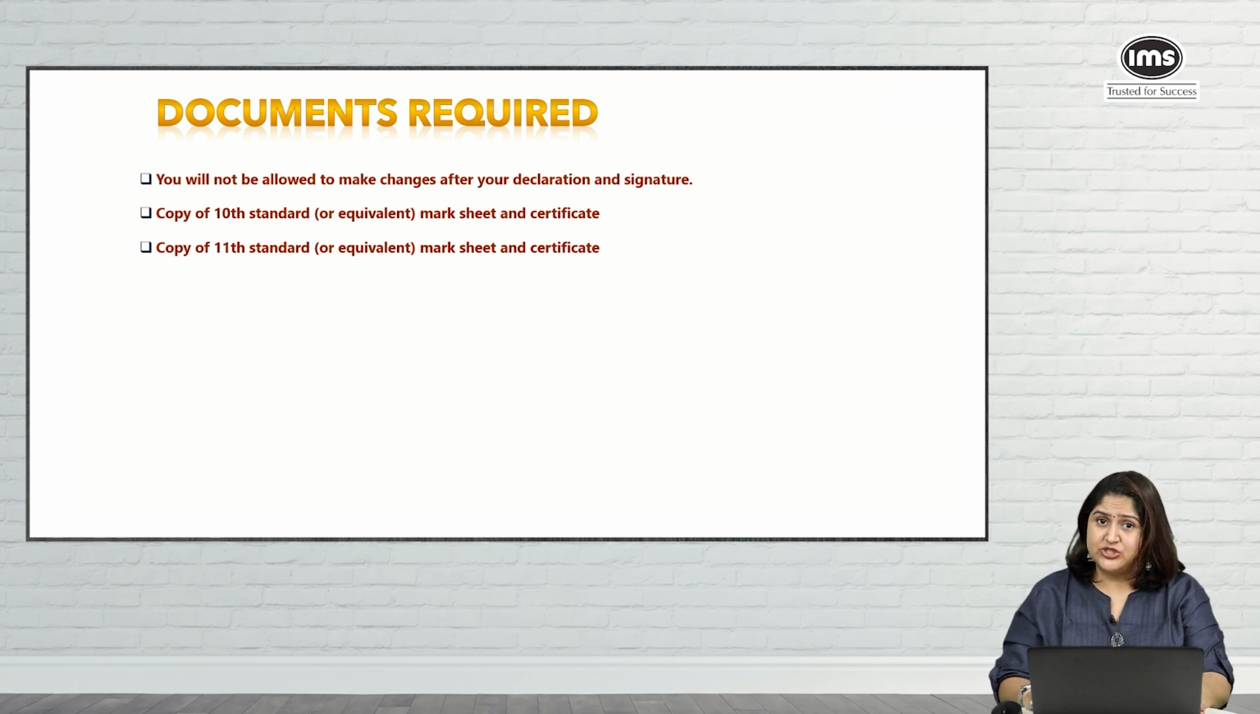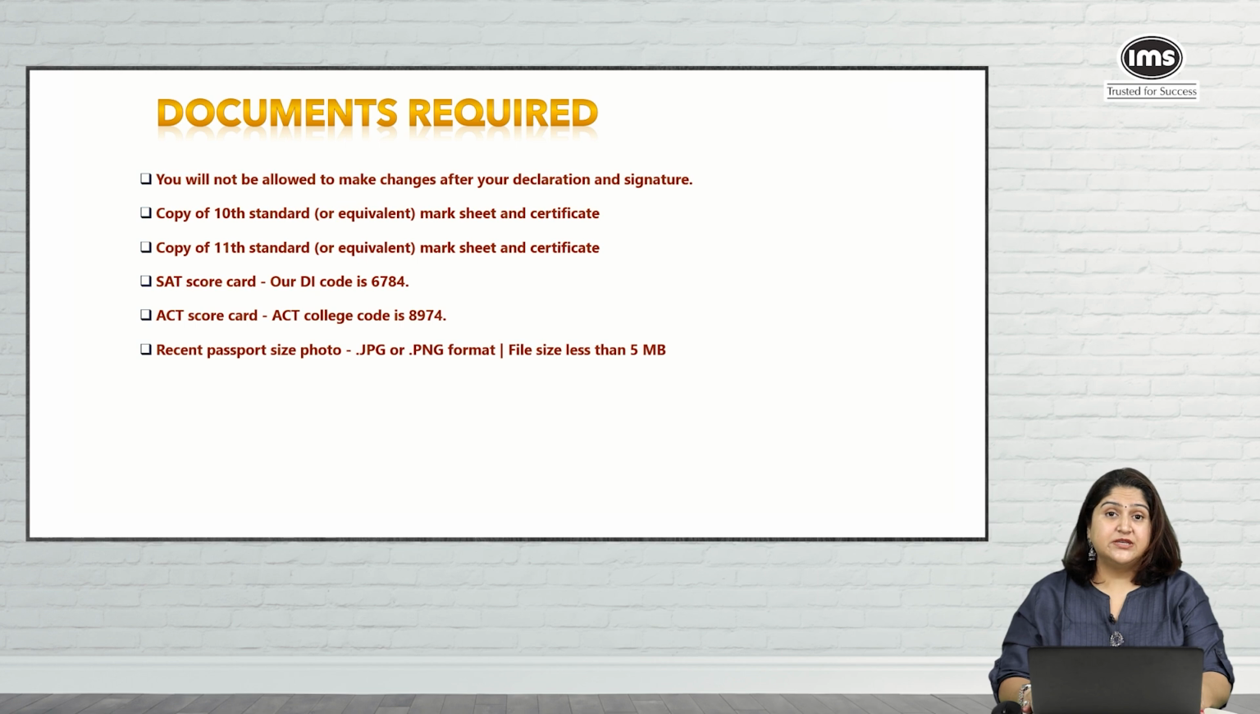Your 11th standard mark sheet, your SAT score, they have an ID which is mentioned on the screen. Your ACT scorecard, again, the ACT college code is mentioned on the screen here. Your recent passport size photograph, which should be less than 5 MB and should be in JPG or PNG format.